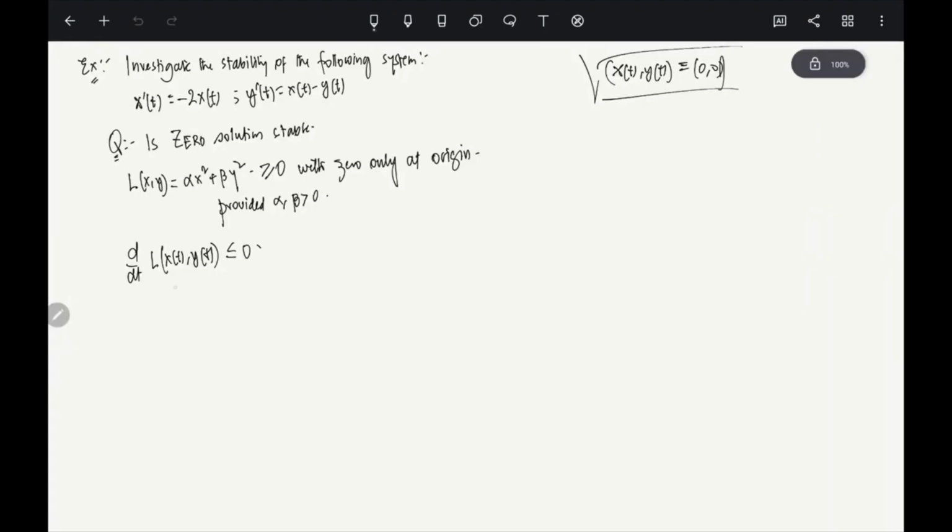This is nothing but dL/dt. I don't want to write x(t), y(t) all the time. So this is nothing but the chain rule: dL/dx times dx/dt plus, I should write it as del L/del x, because L is a two-variable function. So basically, by the chain rule, it is the gradient of L at the point (x(t), y(t)) and then y prime and then x prime.